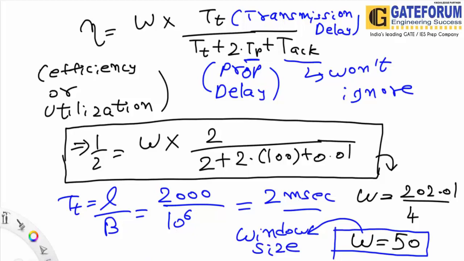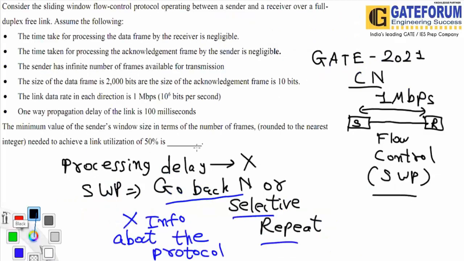Okay, so the answer which you will be getting here is 50. So in terms of number of frames, the minimal sender's window size would be around 50, through which you can achieve the link utilization of 50%. Okay, so very simple game.